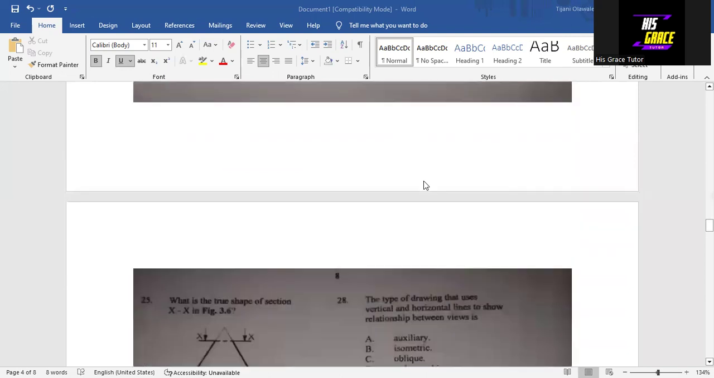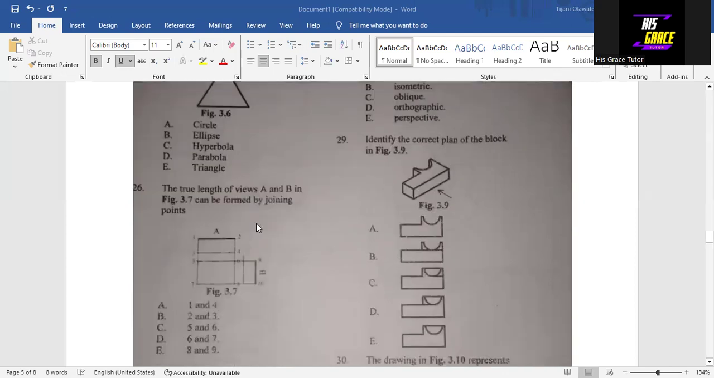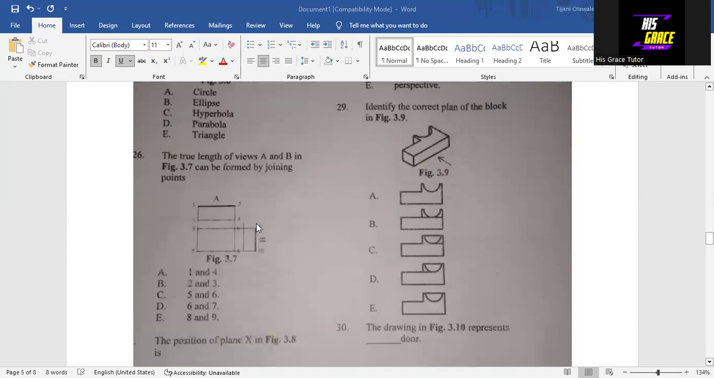Then we move to question 25. What is the true shape of the section XX in figure 3.6? The true shape of section XX in the figure is a circle. Option A is the answer to that question. Then question 26. The true length of views A and B in figure 3.7 can be found by joining 6 and 7. So we have option D as the answer to that question.